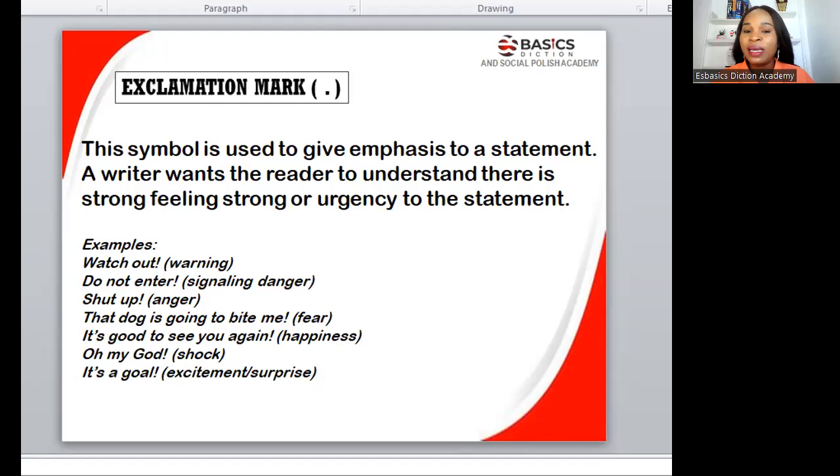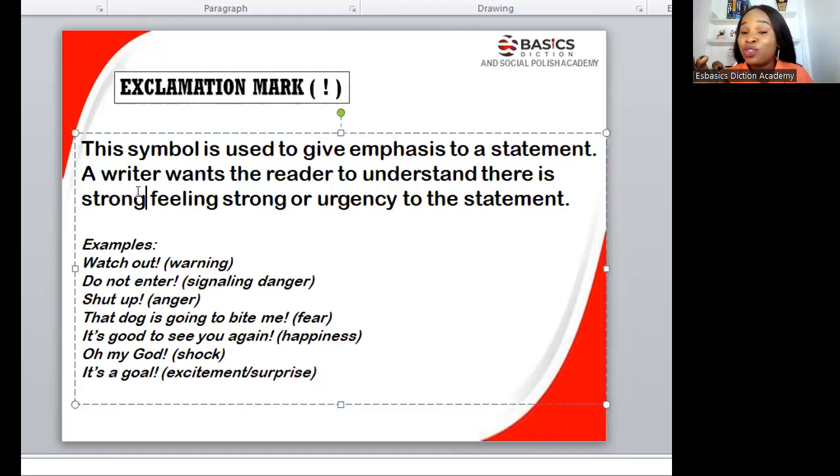Next is the exclamation mark. What does it look like? No, it doesn't look like this. Exclamation mark. This symbol is used to give emphasis to a statement. A writer wants the reader to understand there is a strong feeling or urgency to the statement.